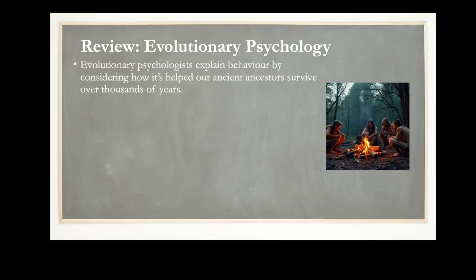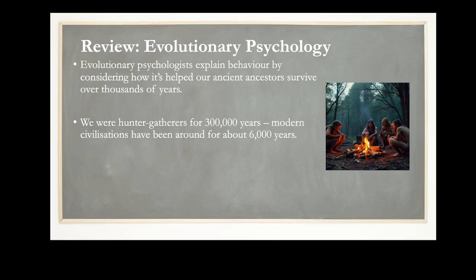So a quick recap of evolutionary psychology: evolutionary psychologists will explain behavior by looking at how it's helped us to survive. I think it's important for students to comprehend the idea that we've been hunter-gatherers for 98% of the time that Homo sapiens have been on Earth, according to my ChatGPT research. But basically, for the vast majority of time, we've been hunter-gatherers. And so we've evolved to live in that system. Modern civilizations are 3,000 to 6,000 years old. So that hasn't been enough time for us to develop out of these ancient embedded genetic habits.